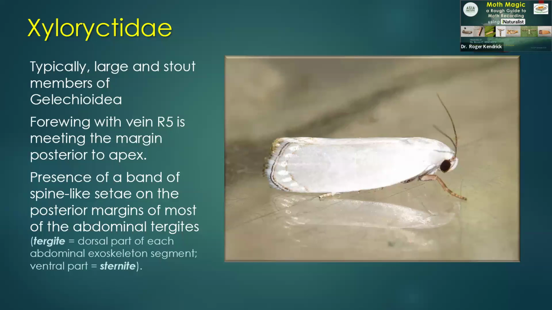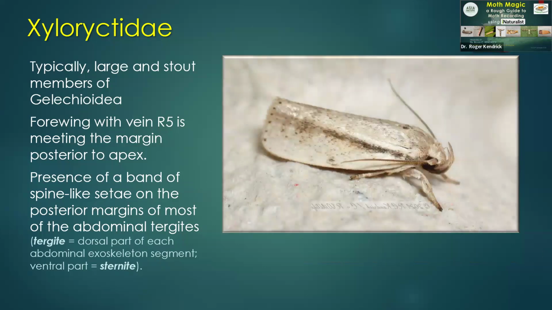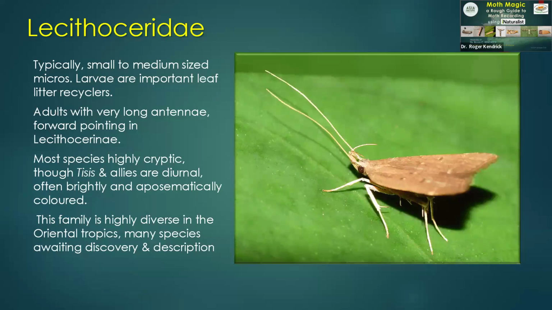But Xyloryctids generally have a tectiform, tent-like posture, relatively stout and chunky and large, and some are extreme. This one has palps like no other. Quite a few have these ridges. It's a group that in Australia goes absolutely bananas. I'm not going to go there, but it's just an amazingly diverse group, and many species in Australia are awaiting identification and formal description.